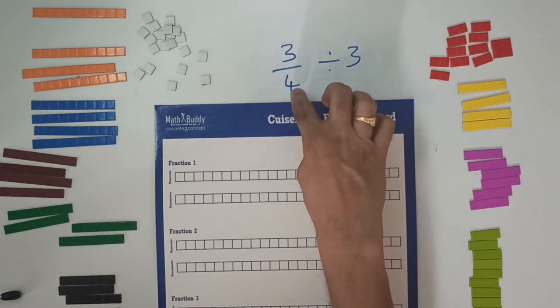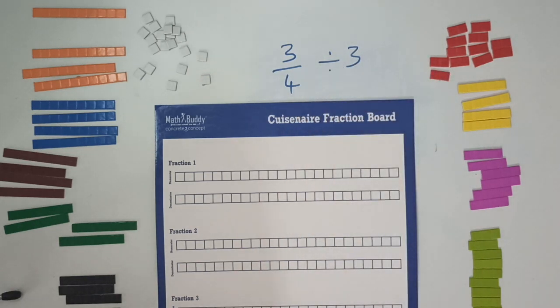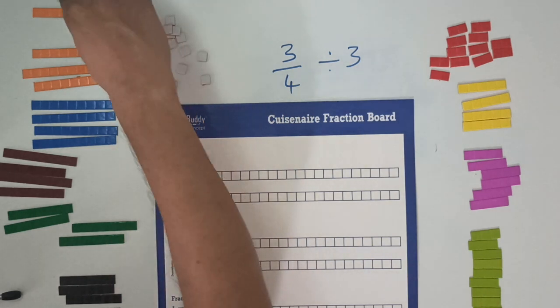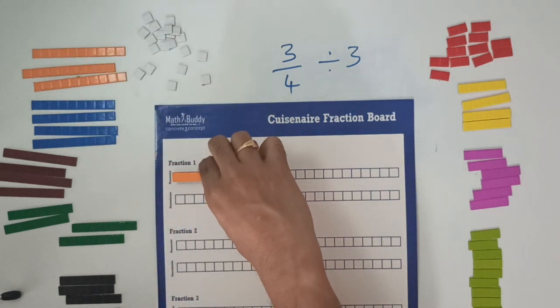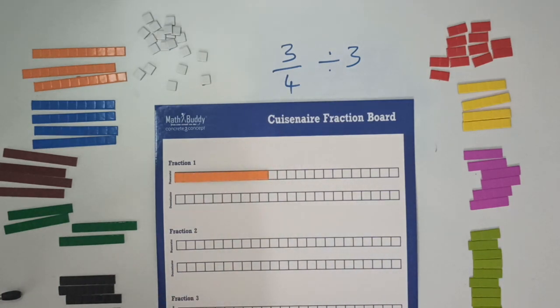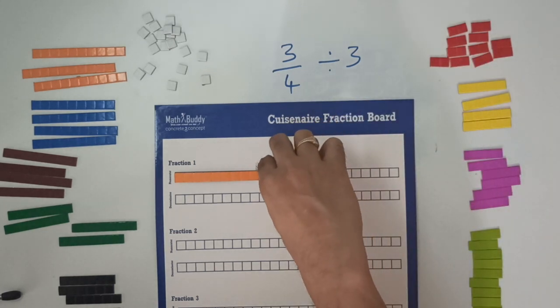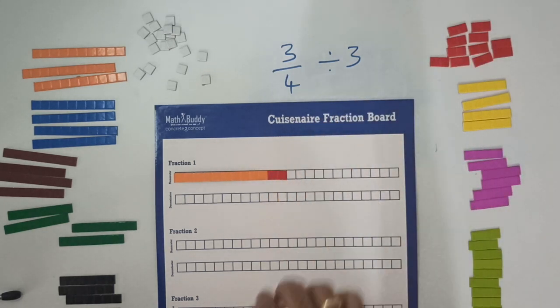What we do is we multiply the number that we have in the denominator by the number that we want to divide by. So it's 4 into 3, 12, right? Again, you will understand a little later why we are doing this. But let's take a rod of length 12. How do we form 12? We take a rod of length 10 and then we add a rod of length 2. That gives you 12, right?